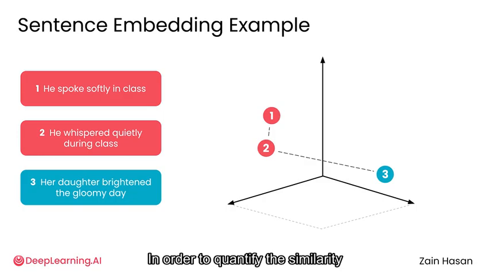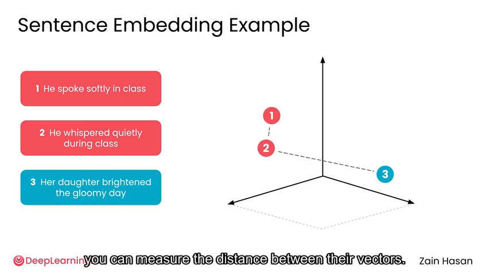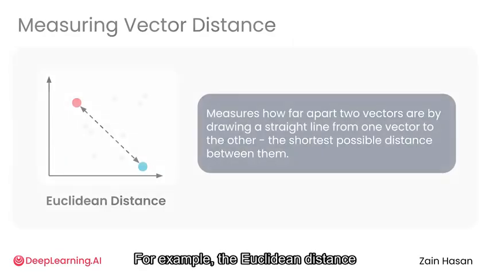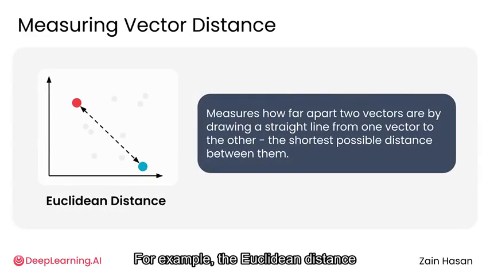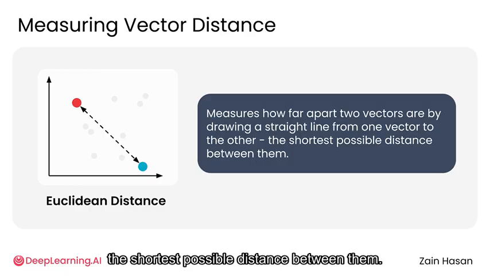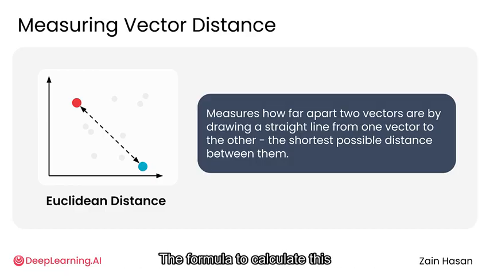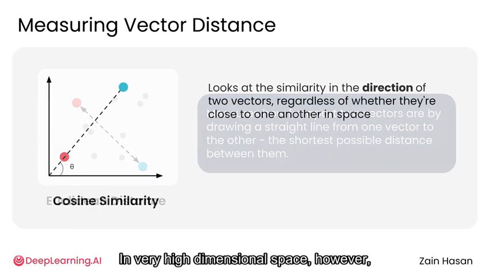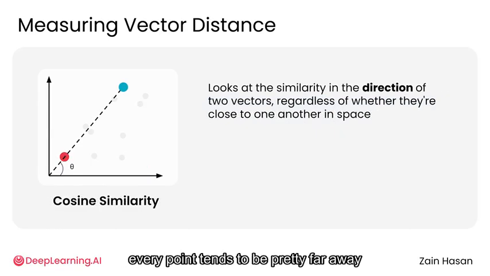In order to quantify the similarity of different pieces of text, you can measure the distance between their vectors. There's a few ways to do this. For example, the Euclidean distance, you might remember from geometry class, just measures how far apart 2 vectors are by drawing a straight line from one vector to the other, the shortest possible distance between them. The formula to calculate this is essentially the Pythagorean theorem, but scaled up across more dimensions. In very high dimensional space, however, every point tends to be pretty far away from every other point.